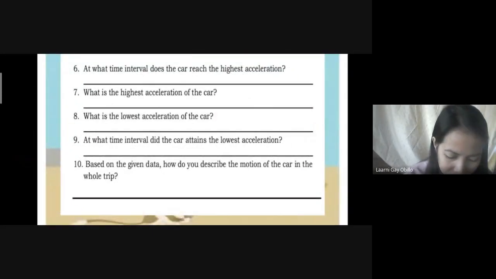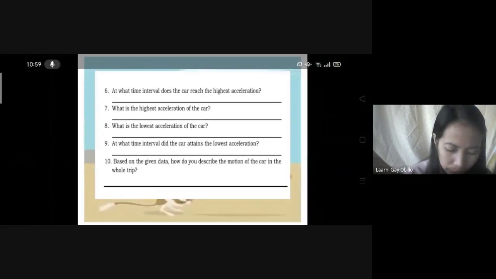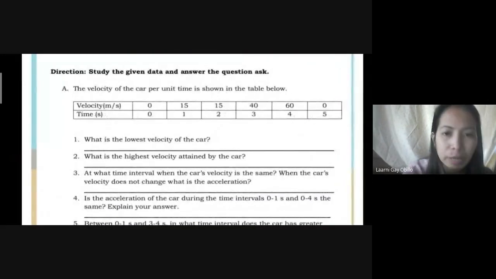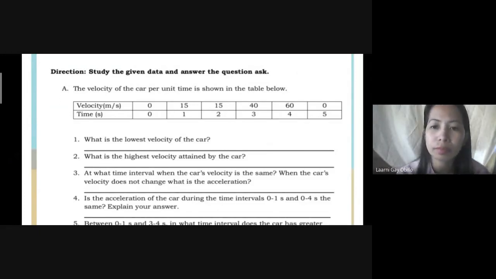Okay, based on the given data, how do you describe the motion of the car in the whole trip? Okay, tingnan natin yung data. Paano daw natin i-describe yung takbo ng sasakyan? Nag-start ba siya ng mabilis na biglang bumagal? O nag-start siya ng mabagal na unti-unting bumilis at bumagal ulit? How can you say sa kanyang takbo? Mario, anong sasabi mo sa kanyang takbo?